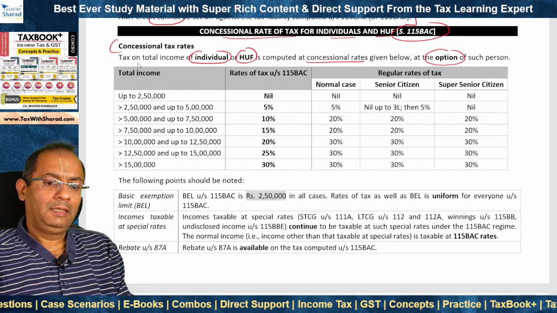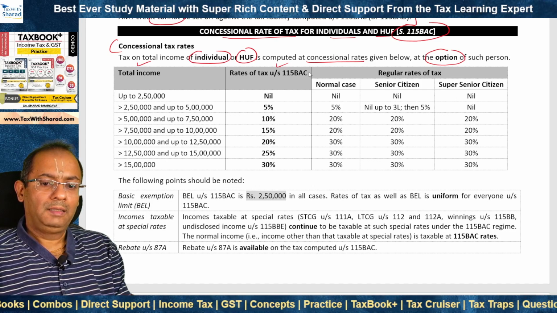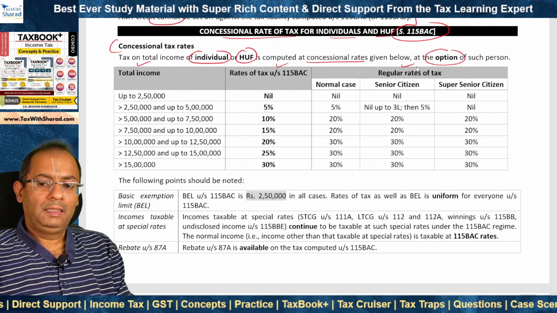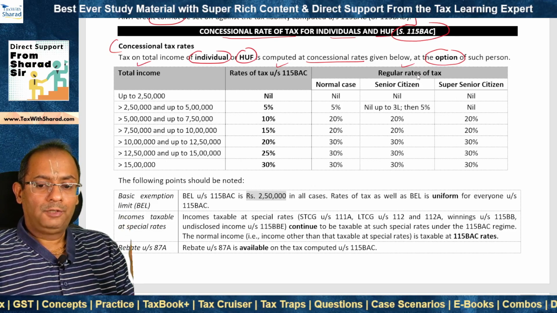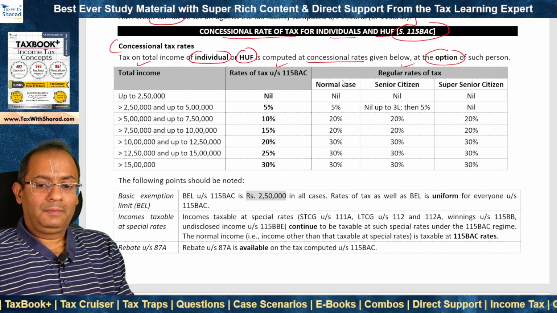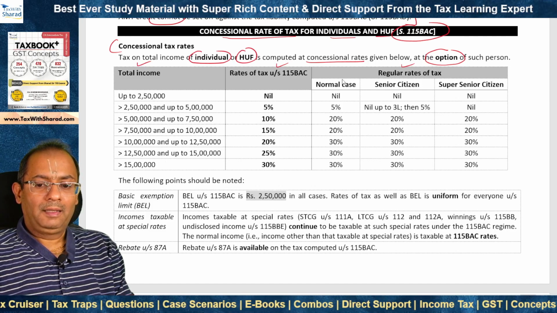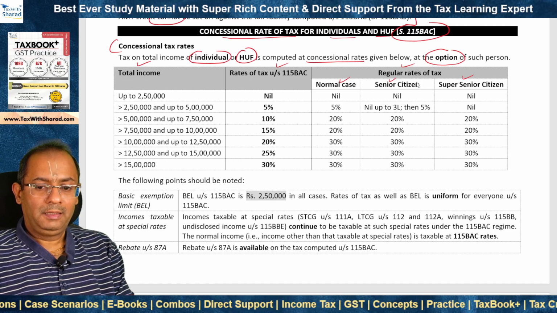Now if you look at this table, this is the range of total income. These are the 115BAC rates of tax, and these are the regular rates of tax which we have already noted in the topic on rates of tax. And as we noted there, the individual or HUF can be categorized as a normal case, or as a senior citizen, or as a super senior citizen.